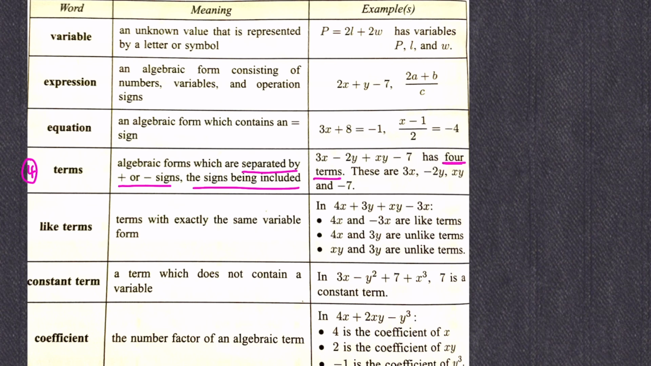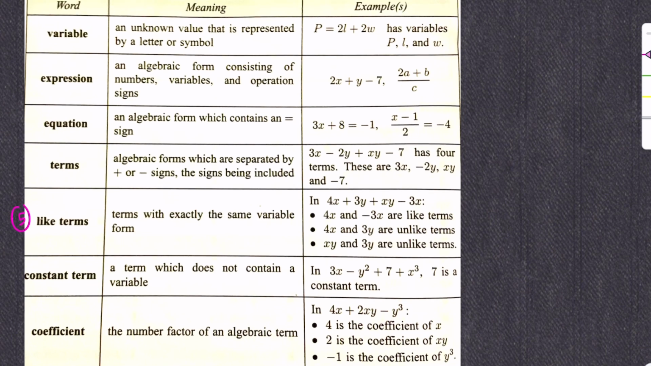Now, in listing the terms, we need to take the signs. So the first term is 3x, second term is negative 2y, third term is positive xy, but with positives we can just write the variable or the number itself, so we're not going to include a positive sign but just write xy, and the last one is -7.